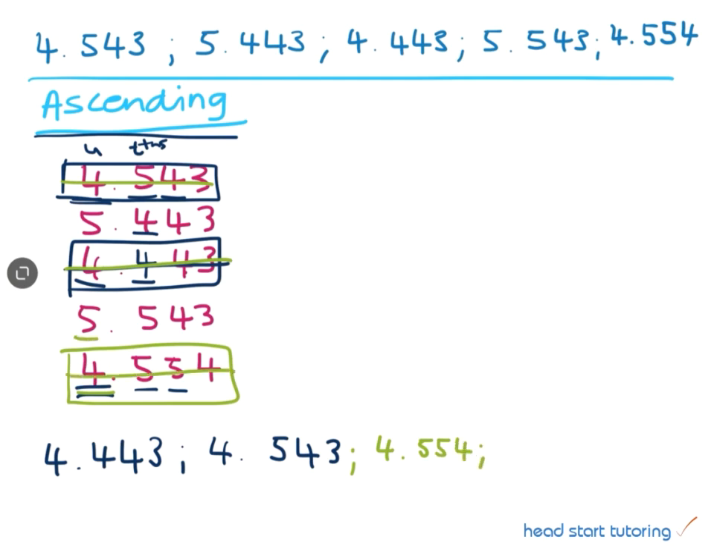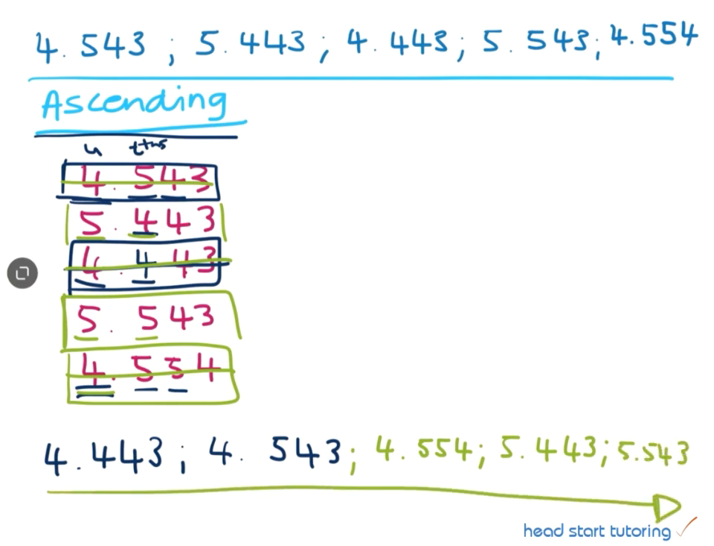Let's now have a look at our 5s. So we've got 5.4 over there, and we've got 5.5 over there. So obviously this number is going to be next. 5.4 is smaller than 5.5. And then obviously we've got our 5.543. So there is our answer when we are ordering these decimals into ascending order.